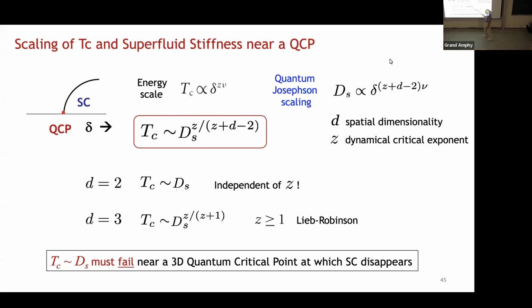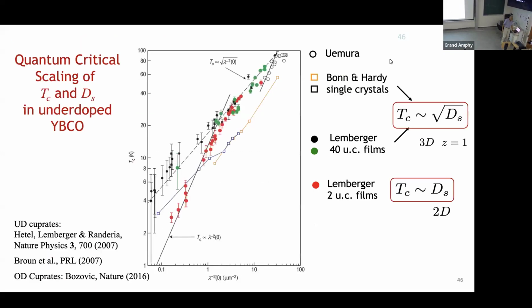The magic about 2D is that it enters here, and independent of the dynamical critical exponent, this relationship between TC and ds holds. In 3 dimensions, it says that TC must go non-linearly, and Z must be greater than or equal to 1. So this scaling must fail near a 3D quantum critical point. And if you think this is just theorists doing mumbo jumbo, actually this is seen in experiments.